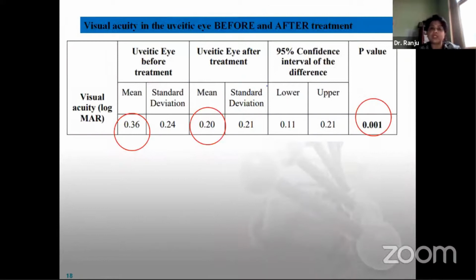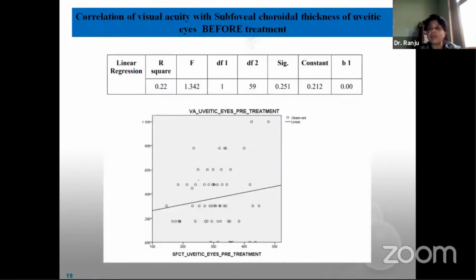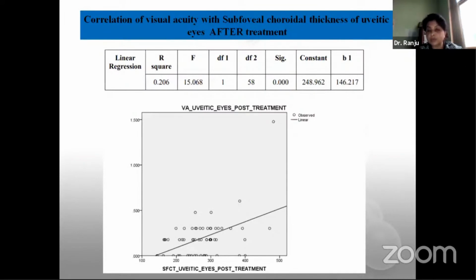When we compare the subfoveal choroidal thickness with the visual acuity, we found that the visual acuity in logMAR in the affected eye was 0.36. However, in the unaffected eye, I don't have the picture of that. But in the same affected eye, after treatment, it was better, that is 0.2, and that was also statistically significant. Now, the main portion comes: the correlation of the visual acuity with that. The visual acuity was correlated with the subfoveal choroidal thickness. With the decrease in the choroidal thickness after treatment, the visual acuity also came to the near normal line.